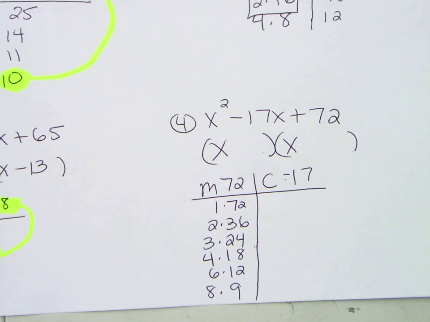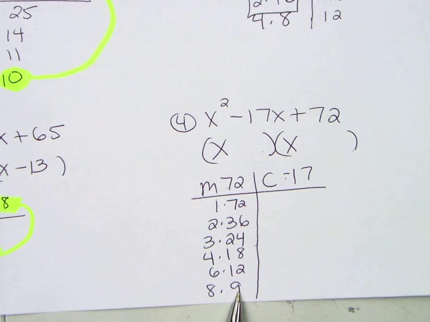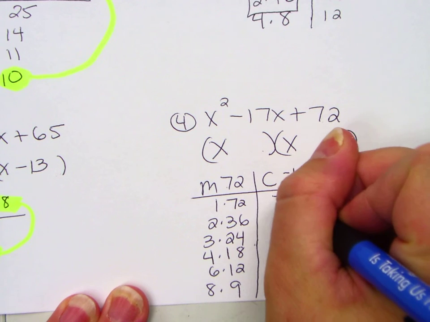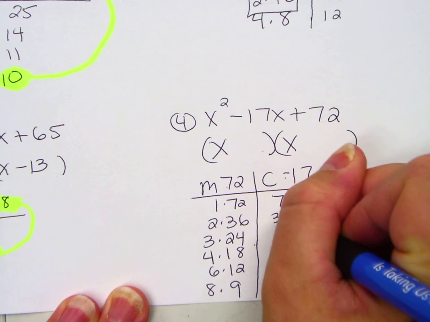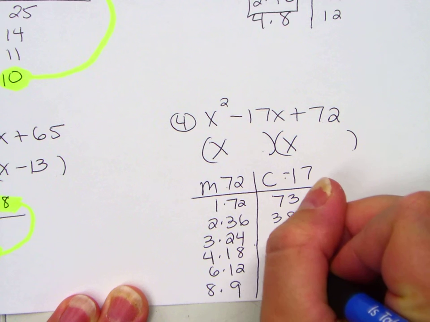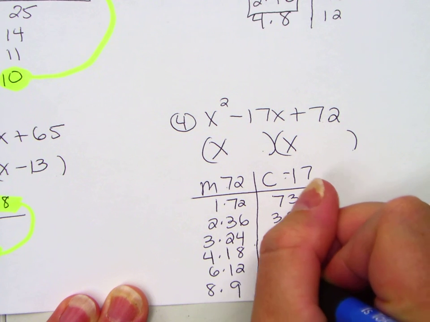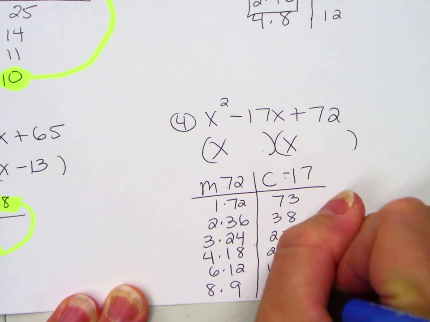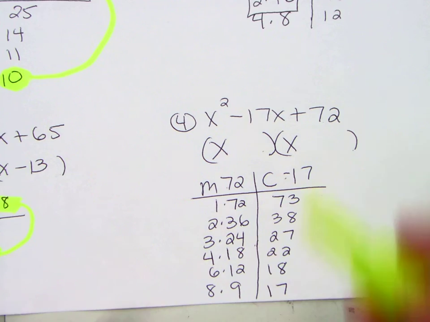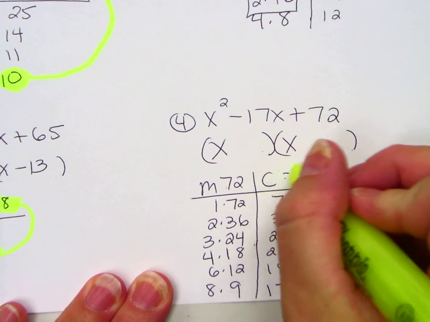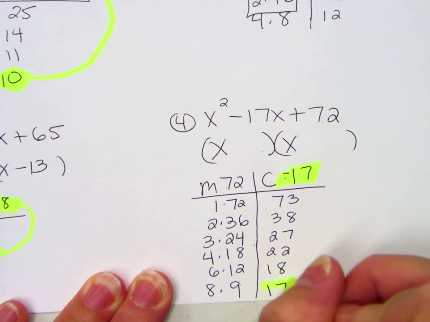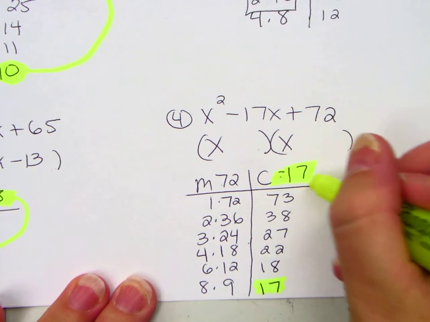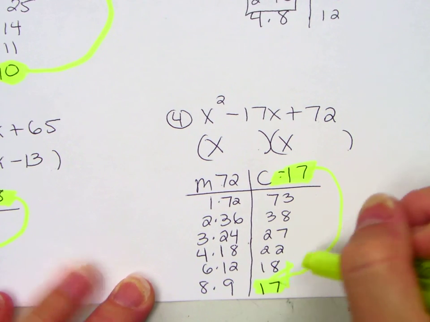72 divided by 2, 72 divided by 3, 72 divided by 4, and keep going until you're done. Once I get to 8 and 9, I have 9 already, so I know I'm done. Add across. 73, 38, 27, 22, 18, 17. Now, if you saw the 17 right away and you were like, oh, it's 8 and 9, you can jump there. It's fine. I'm just giving you a method, okay?